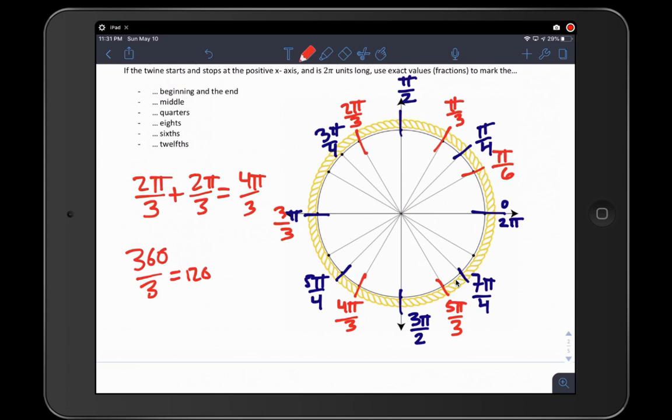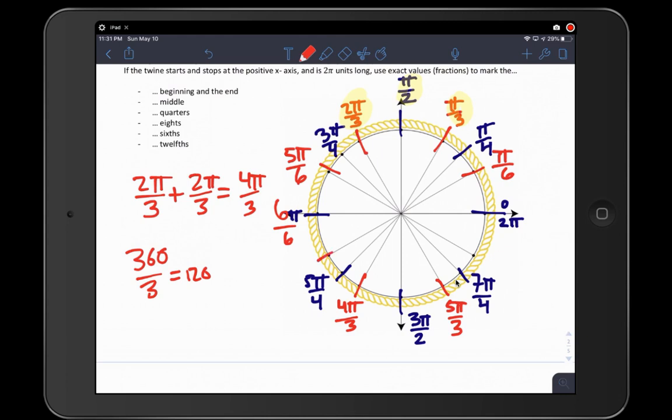So our pi over 6 gets added. Again, as we add, we see pi over 6, and then it would be 2 pi over 6, which reduces to pi over 3. 3 pi over 6 reduces to pi over 2. 4 pi over 6 reduces to 2 pi over 3. And then finally, we are writing 5 pi over 6 because the next one would be 6 pi over 6. So we are one less than the halfway point.